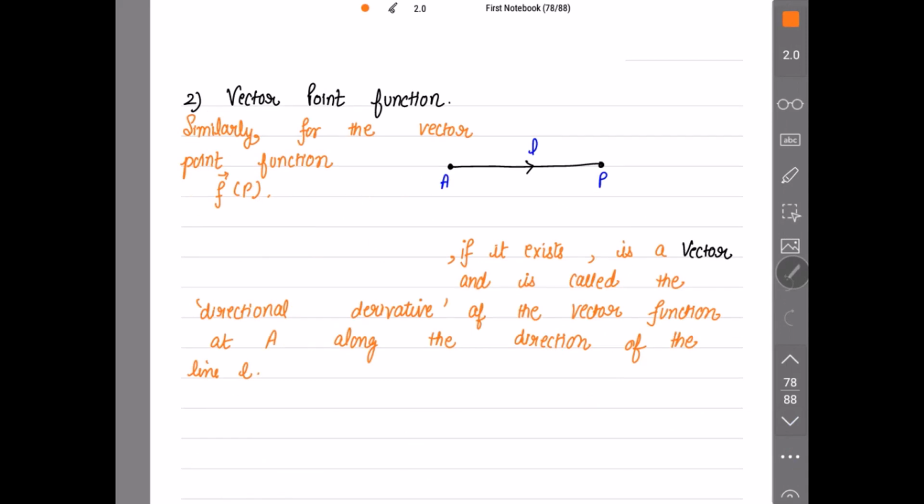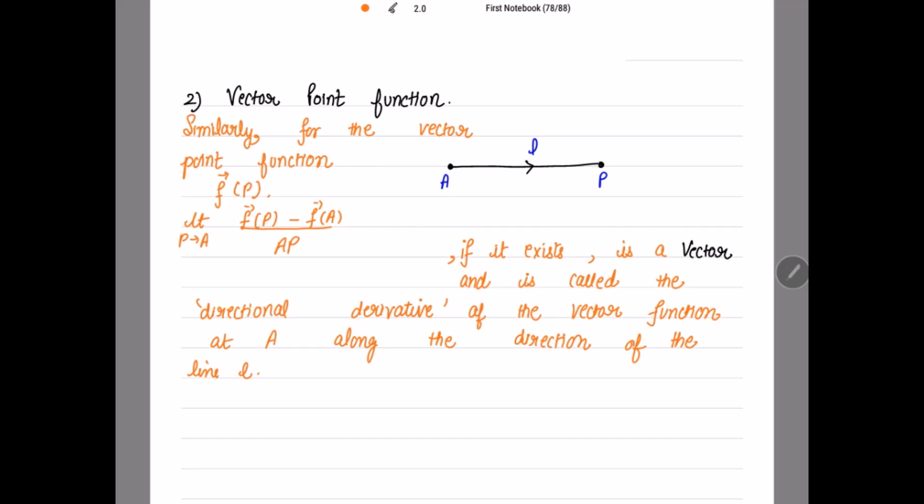Similarly, for the vector point function, it is denoted as vector f(P). Instead of phi, I denote this as vector f(P). So here also the limit P tending to A, vector f(P) minus vector f(A) over this distance AP. If this limit exists, then this will be a vector and is called the directional derivative of the vector function at A along the direction of the line L.